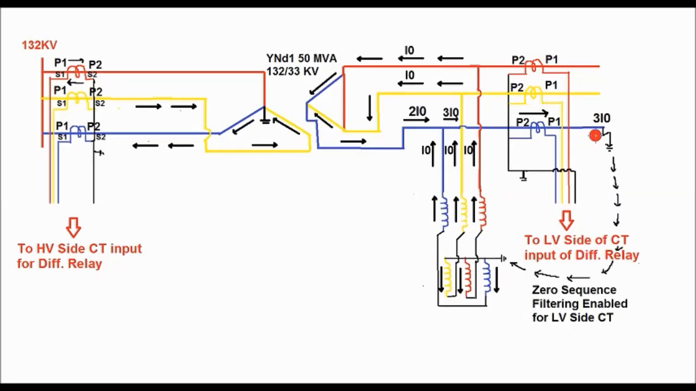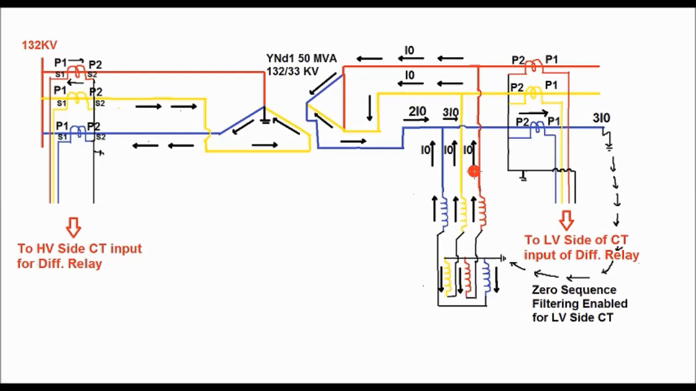So let us consider a through fault occurring at the blue phase. Due to the through fault at the blue phase, let us consider that the fault current is 3I0. This current will enter into the earth. It will try to flow towards the earthing transformer, since the neutral is connected to the earth. So this 3I0 current will be equally distributed in each phase, and for the blue phase, this I0 will come back to the fault point.